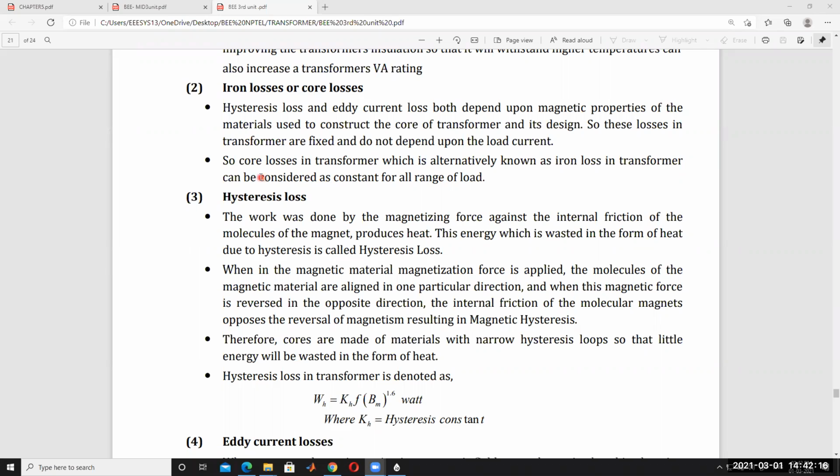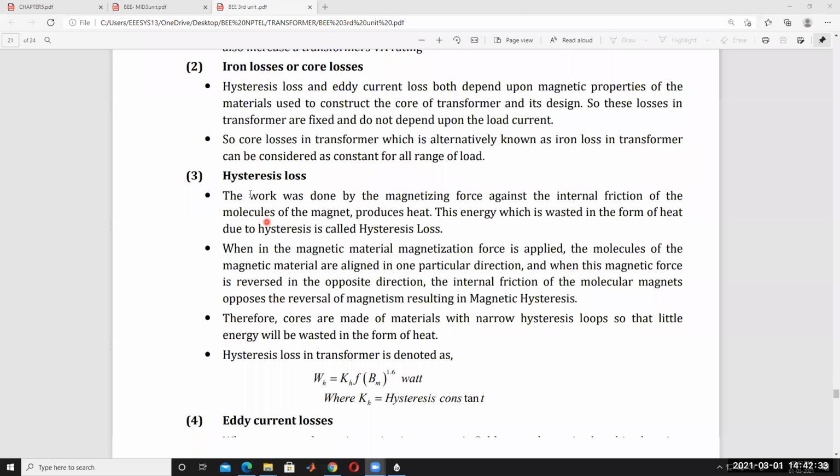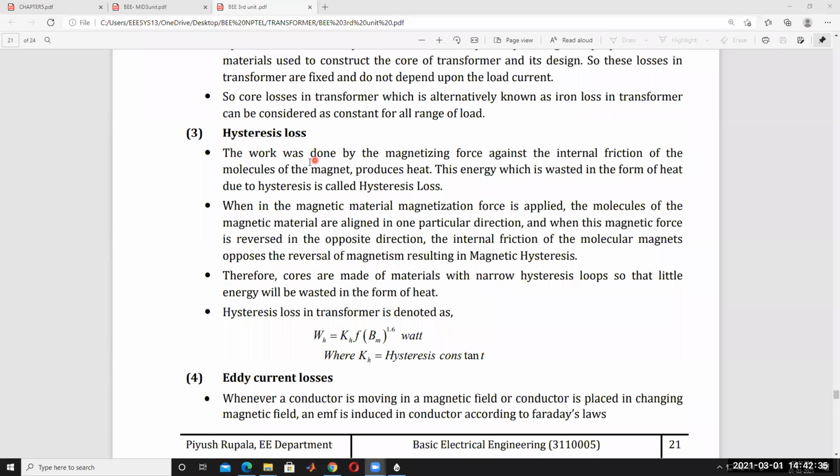Core loss in a transformer, which is alternatively known as iron loss. Core loss and iron loss are the same, and can be considered as constant for all ranges of loads. It's clear.